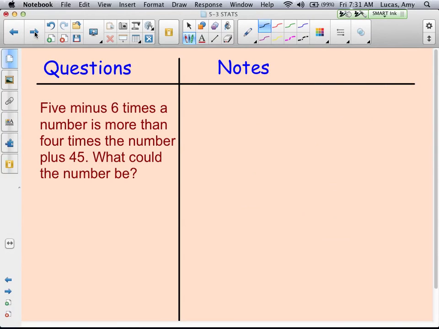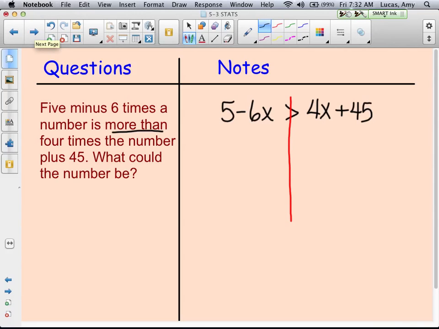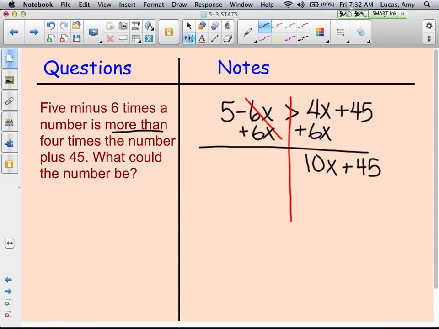5 minus 6 times a number is more than, so greater than, 4 times the number plus 45. What could the number be? On this problem, I always say subtract away your smaller variable. The smaller variable is negative 6x. If you subtract a negative 6x, it's the same as adding 6x to cancel it out. So I add 6x, so I'll get 10x plus 45.